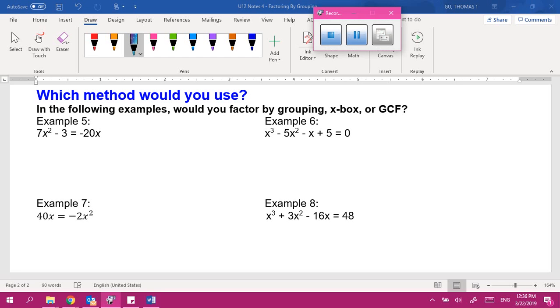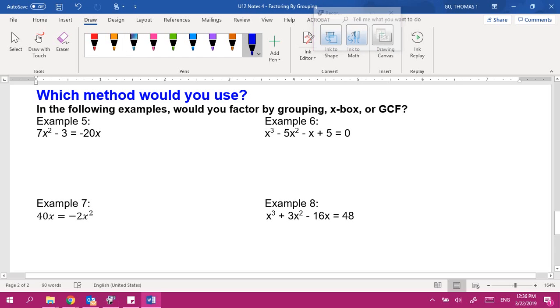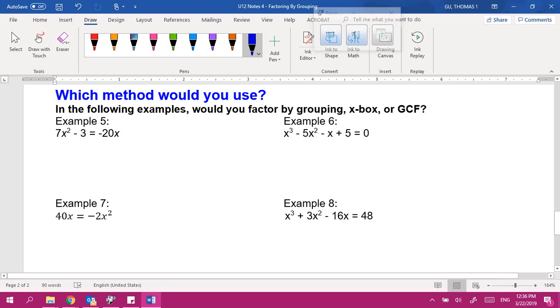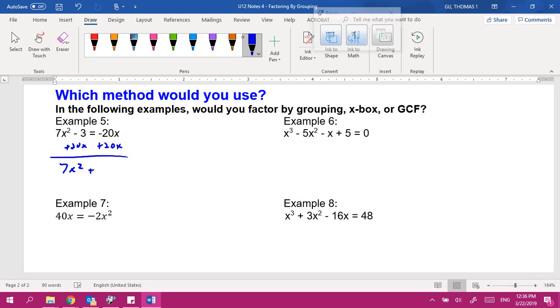On example 5, what did you think the best way is? Xbox, right? Because if you add 20x to both sides, then you'll see you have 7x squared plus 20x minus 3 equals 0. And then we have the A, B, and C, right? Which is Xbox. What about example 6? Grouping, right? And how did you know it was grouping? What gave you that idea?